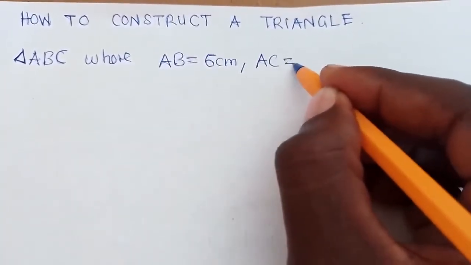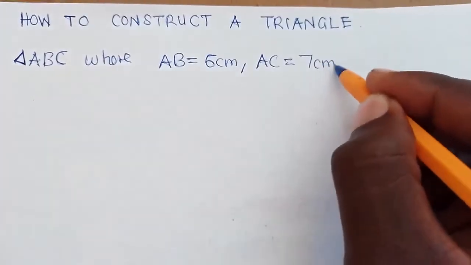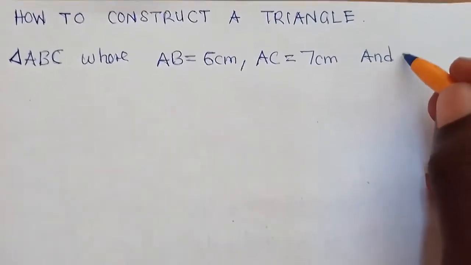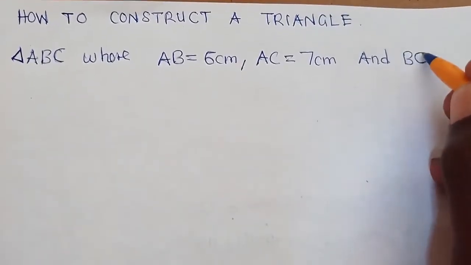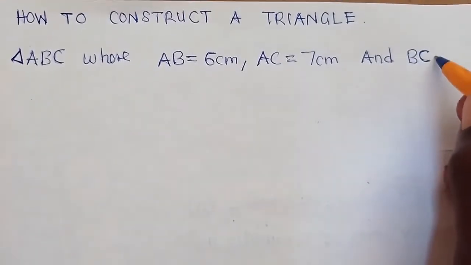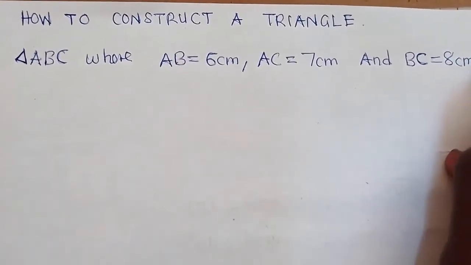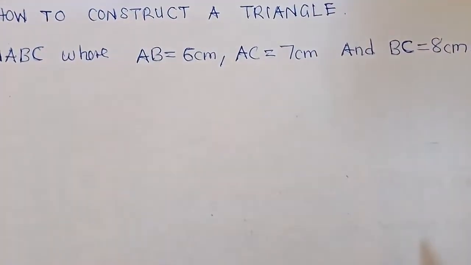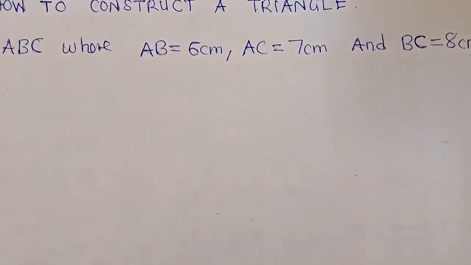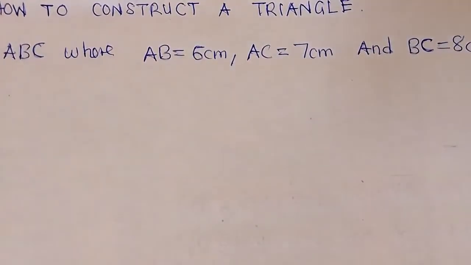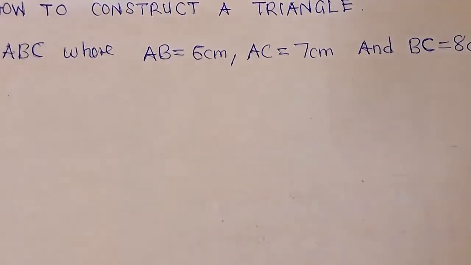AC is equal to 7 centimeters. And BC is equal to 80 centimeters. Have you seen the way the question is? This is the question. You are told to construct a triangle. So we want to learn how to construct a triangle.